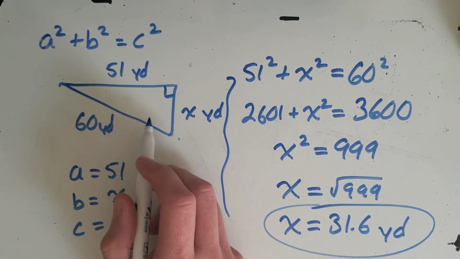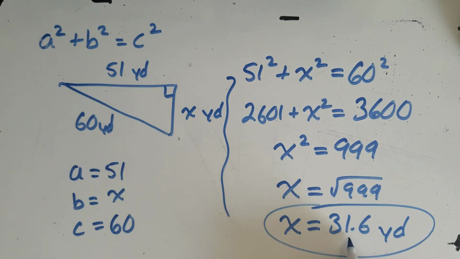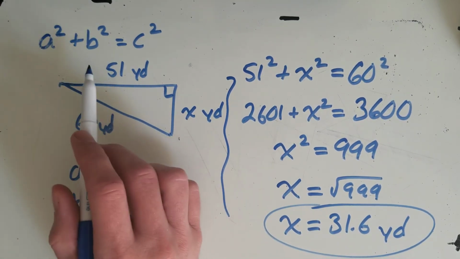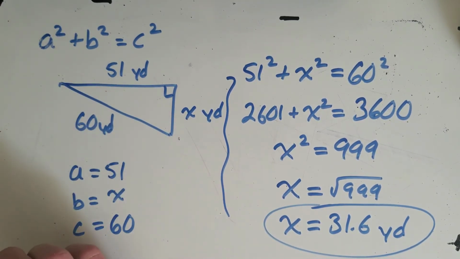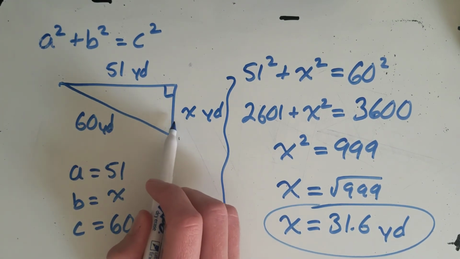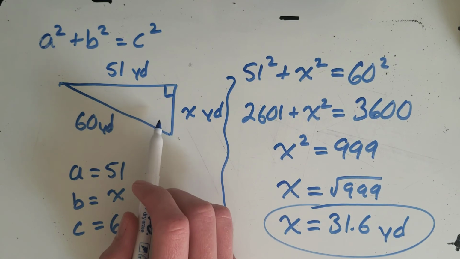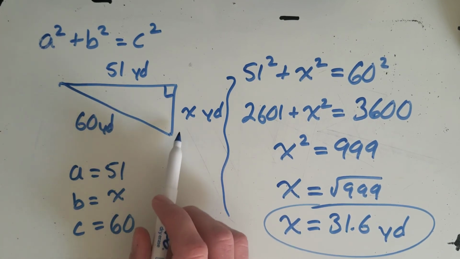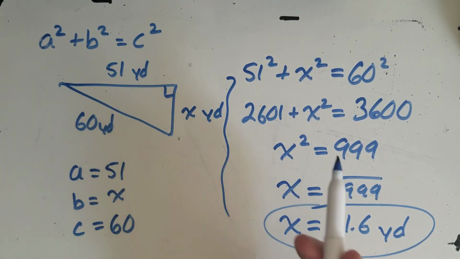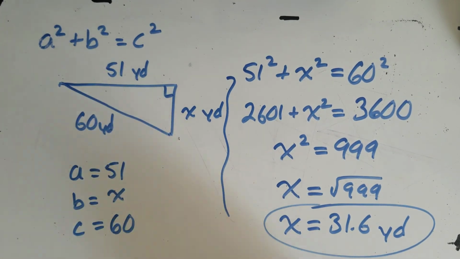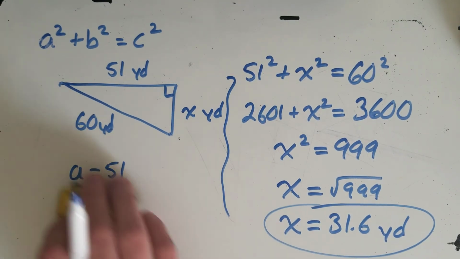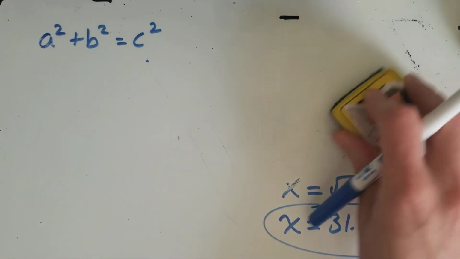And if you wanted to check your answers, you simply could plug this in to the formula that you have. You could do 51 squared plus 31.6 squared, and then take the square root of that, or just square the 60 and see if it equals that. You can plug everything in and see if it makes the equation work. If it does, then you have the correct answer. All right, on to our last one, and then you can go try some of these on your own.